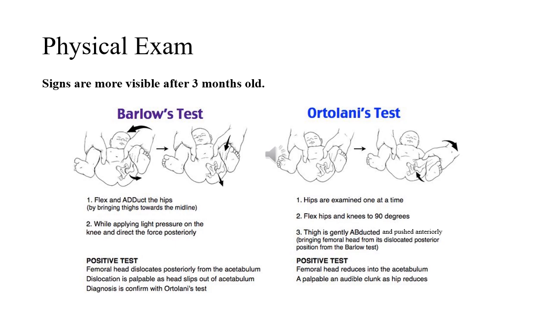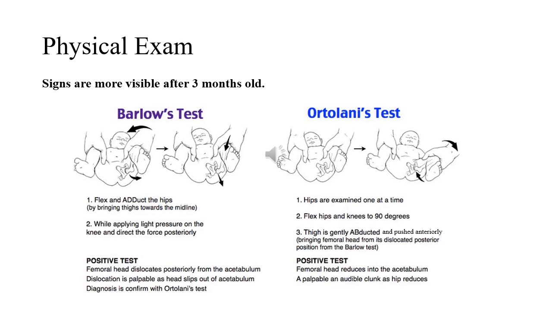And to do that, you can look at the picture and maybe watch a video on YouTube. There are many videos that can explain the test. But basically, in this position, the hip is flexed and adducted, and a gentle axial load is applied from anterior to posterior. And if the hip is unstable, the examiner will feel a clunk around the hip joint, indicating that the hip is going out.